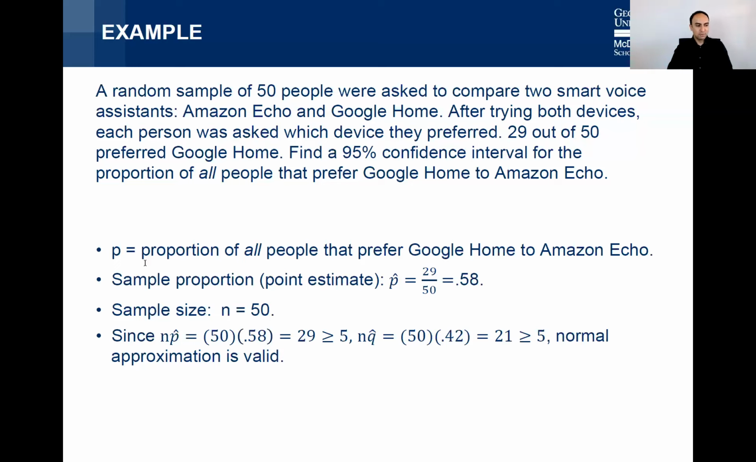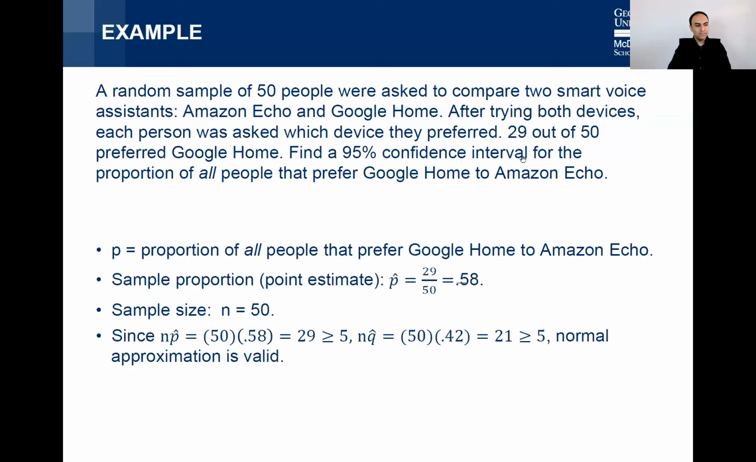P is the proportion of all people that prefer Google Home to Amazon Echo. The sample proportion, the P hat, in this case is 29 divided by 50. That's 58% or 0.58. If this is 0.58, then you can imagine that Q hat is 1 minus this, which is 0.42. Sample size is 50. And we want to make sure we have at least 5 in each group.